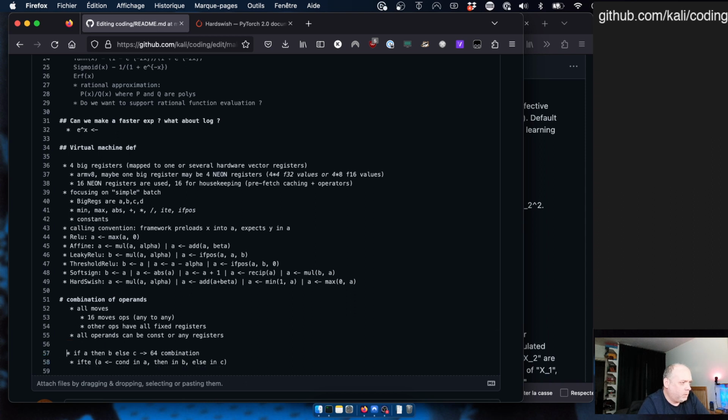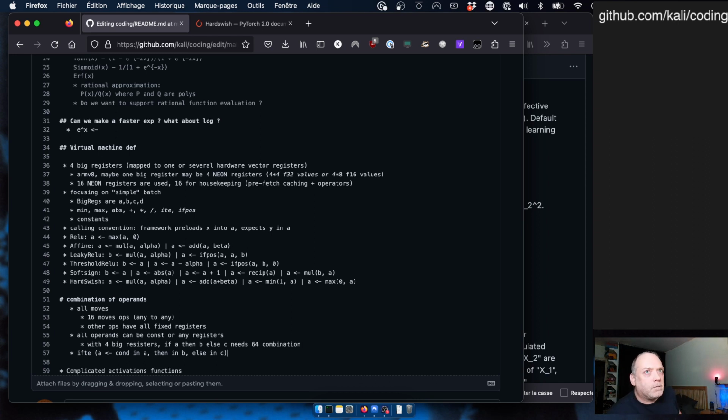Which raises to 4 registers, with 4 big registers. Okay. But there could be a compromise. Could be an interesting compromise in there if you want to look at it.